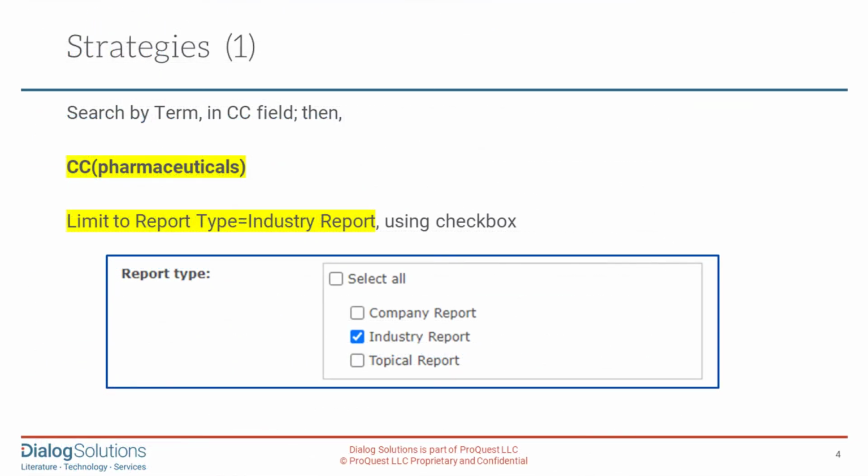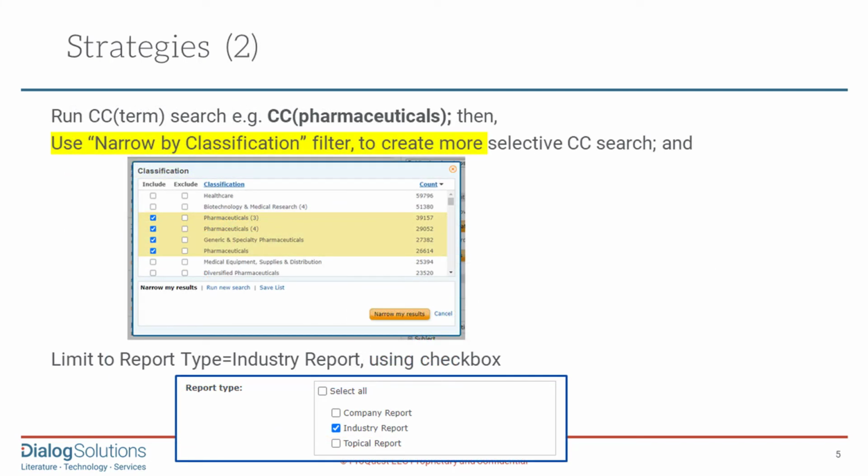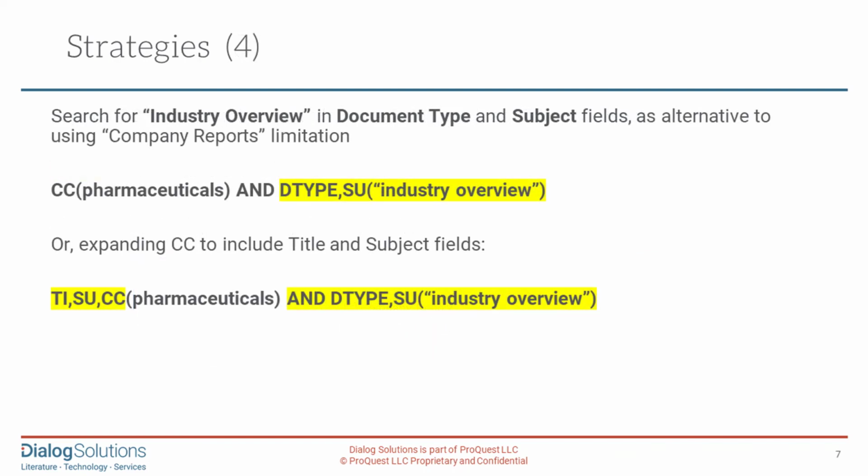As you can see, it's not difficult at all to find industry reports in Investext, but there is no one single way to do it. Instead, we suggest you consider these options, try searching in different ways, and decide what will work best for your particular purposes when searching for industry reports in Investext.